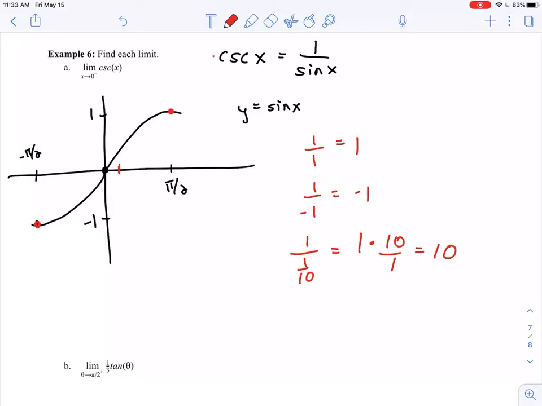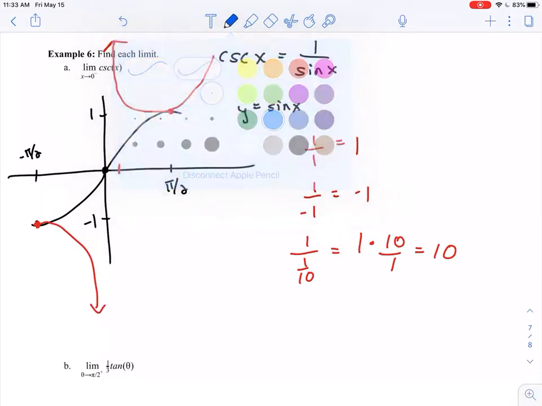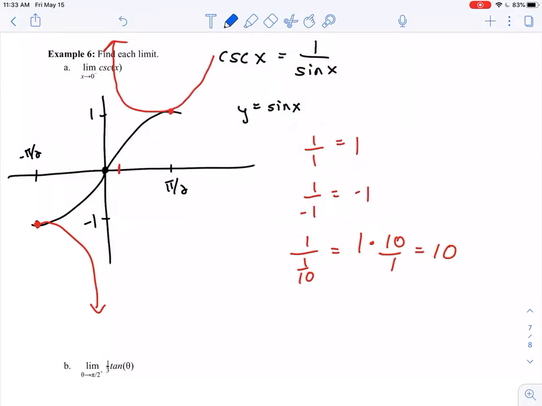We'd actually have something that looks like this for our right-hand side. And for the left-hand side, it's going to work very similarly, except here we have negative numbers. 1 divided by a negative number is going to give me a negative, so it should look something like this. Once we have the graph, evaluating this limit, I think, becomes a whole lot easier.